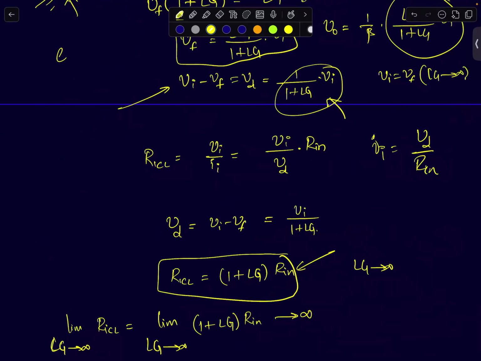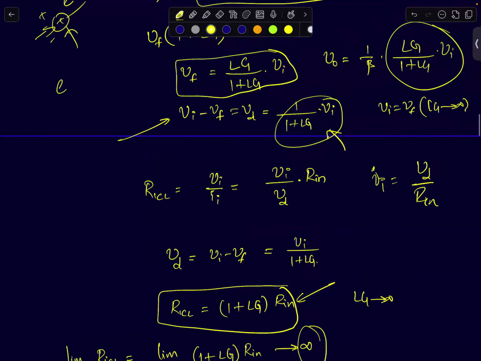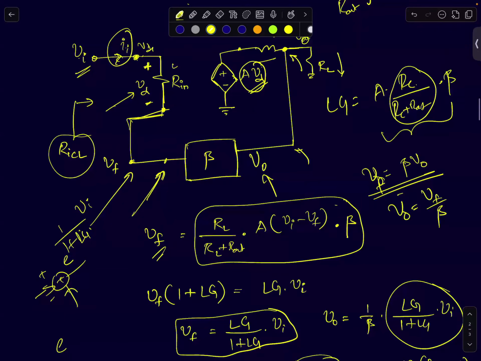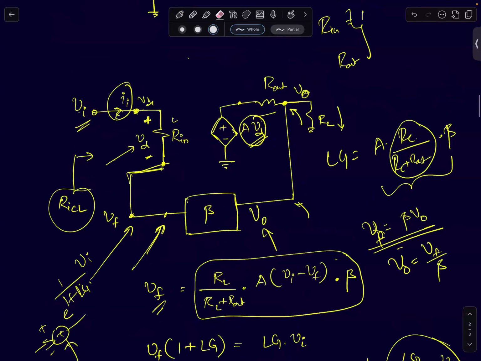That is, in the closed loop, for an ideal voltage amplifier, the input impedance gets boosted by a factor of 1 plus loop gain. So if loop gain tends to infinity, then the input impedance will also tend to infinity. Okay. So this is a very useful point to keep in mind, which means what will be the value of Ii if your loop gain tends to infinity? Even if you have finite Rin, what do you think will be the value of Ii?